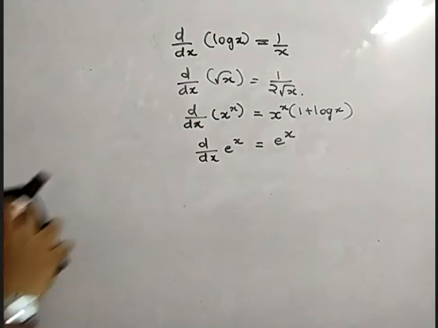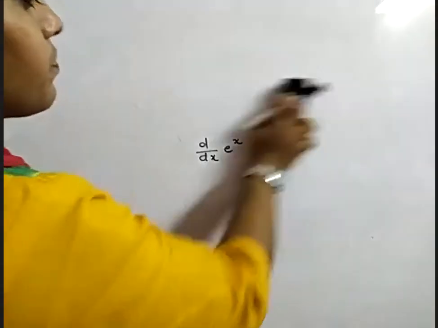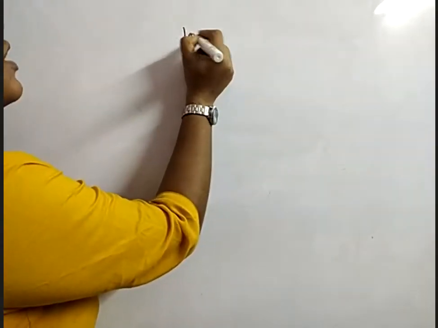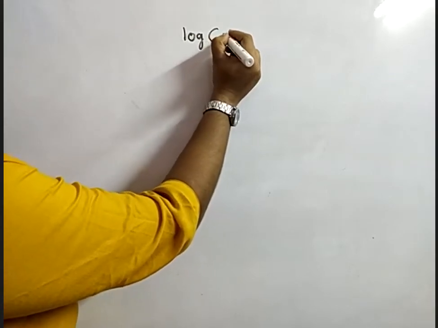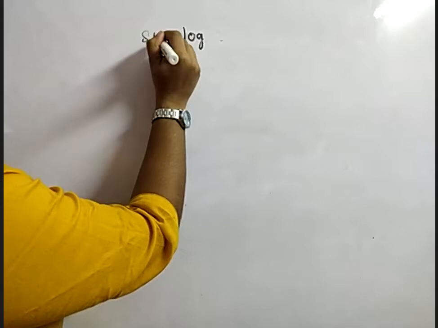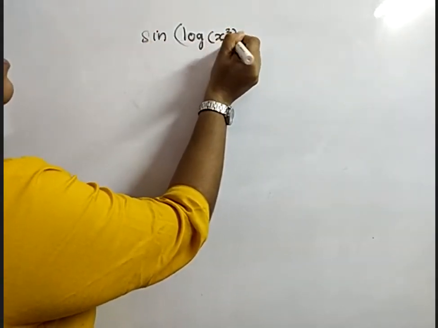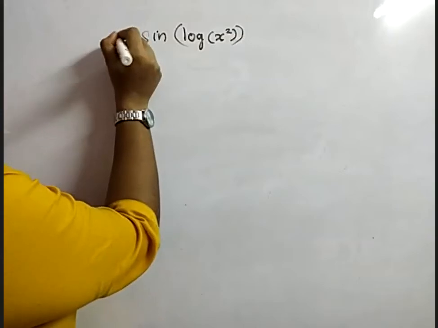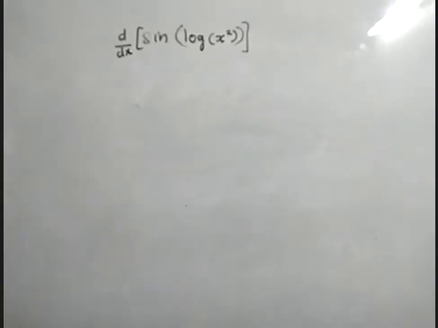So we have studied the chain rule now. Now do this question. What is the derivative of log of sine of log of x square? d by dx of this function, sine log x square.